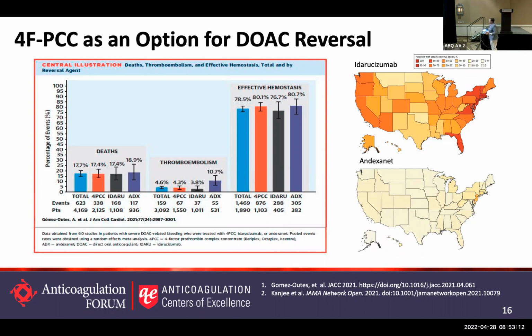Until that time, what we're seeing on the right-hand side are maps showing uptake of these agents on hospital formularies across the country. In the top map, many more hospitals have idarucizumab on formulary for dabigatran reversal, as opposed to Andexanet for oral factor Xa inhibitor reversal. Again, with that price reduction, we might see these color schemas and uptake change over time.